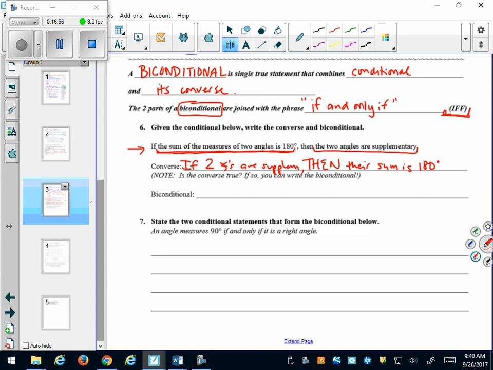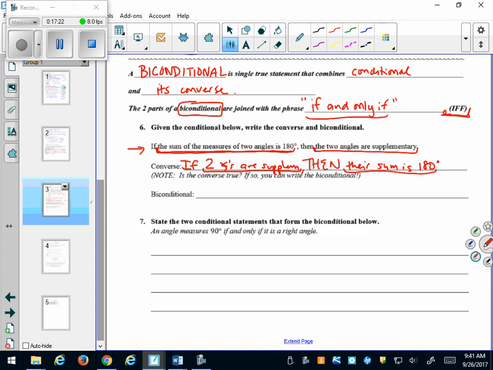Now, is the converse true? Well, let's think about it. If two angles are supplementary, then their sum is 180. Is that true? Yeah, it is true. So we can write a biconditional. Now, notice we're not using the word if, we're not using the word then. We're taking these statements, hypothesis and conclusion, and we are connecting them with the phrase if and only if.